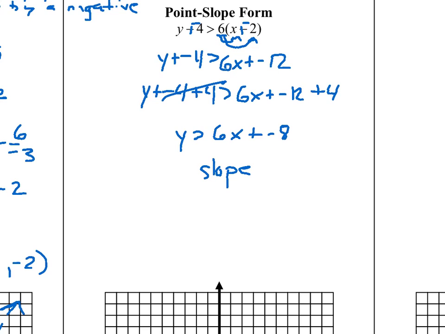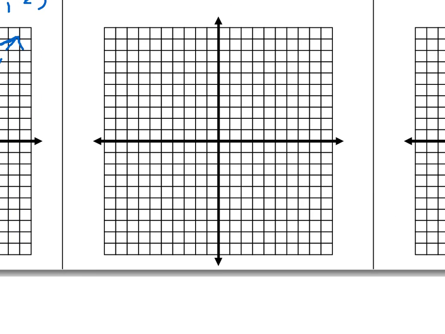Slope is 6/1. Y-intercept 0, -8. We'll come through and we'll graph. Rise of 6, run of 1, rise of 6, run of 1.